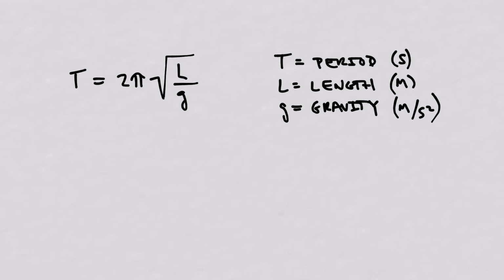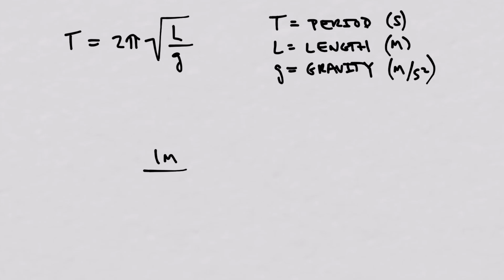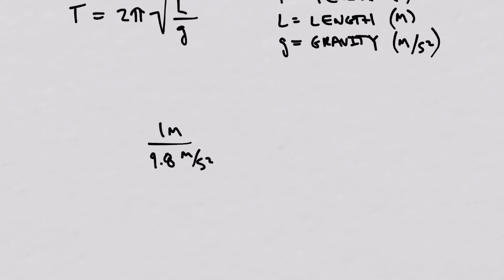So let's do a quick practice problem just to show you how that works. Let's say the length of our string is 1 meter. The acceleration due to gravity, does anyone know what it is? I'm going to tell you. It's 9.8 meters per second squared. Later on in the year, we'll probably round it up to 10 just for simplicity's sake. But right now, I want you to use 9.8 because it will give you a little bit more accurate result.